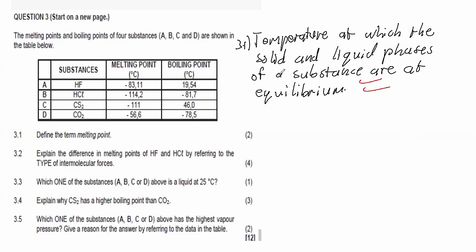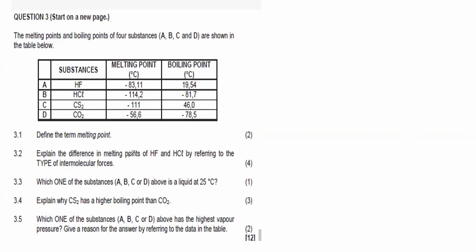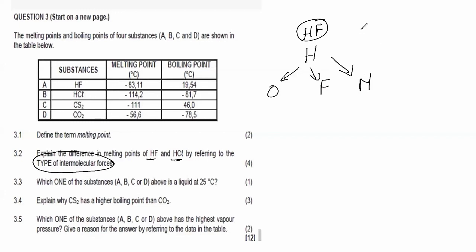Okay, then 3.2 says explain the difference in melting points of HF and HCl by referring to the type of intermolecular forces. Now, because they said referring to the type of intermolecular forces, this throws in a hint that we are now dealing with compounds or molecules with different intermolecular forces. So if we can just check here, we have HF, which at this point we have already identified that if a hydrogen bonds with either an oxygen, a fluorine, or a nitrogen, then the type of intermolecular forces that we have are called the hydrogen bonds.